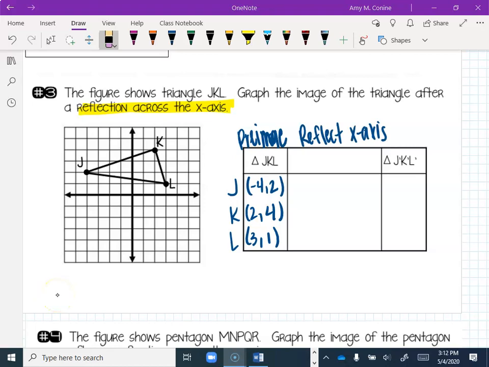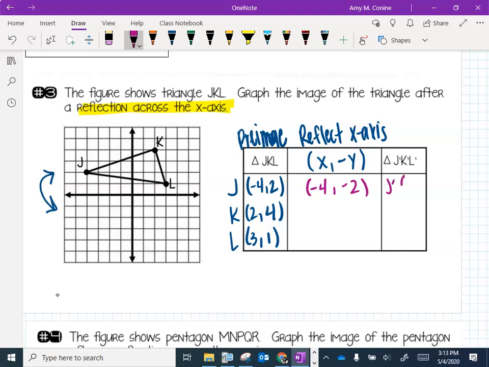So now we're going to take our shape and we're going to reflect it across our x-axis. So we're going to flip it up and down. So we're going to flip it down in this case. And when you do that, if you want to think of it mathematically, remember it's going to be x staying the same, but it's going to be the opposite y value. Okay, so I'm going to do all this in purple. So my x here for J is going to stay the same, but my y value is going to be the opposite. So that means J prime should be at -4, -2.